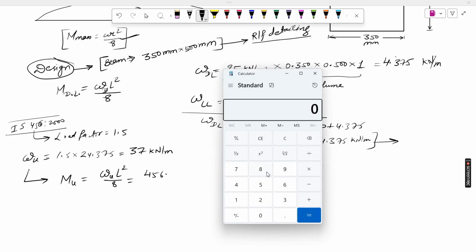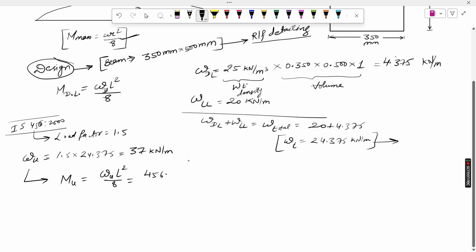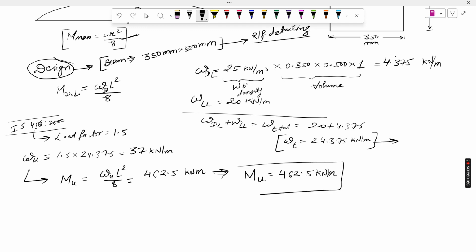Once again I forgot the value. 37 multiplied by L square, means 100, divided by 8. 462.5 kilonewton meter, that is our moment. For this moment, the design moment is 462.5 kilonewton meter. For that we have to design our beam.